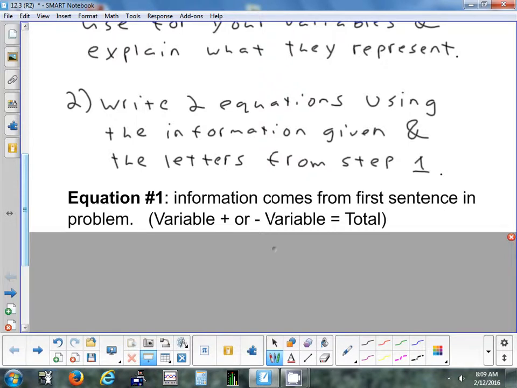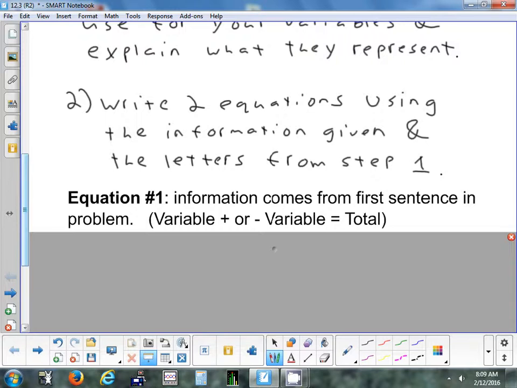So your first equation comes from the first sentence in the problem. Pretty straightforward. First equation is going to come from the first sentence. Usually it's going to be in this kind of format. It's going to be one of your variables plus the other, or minus, equals a total.